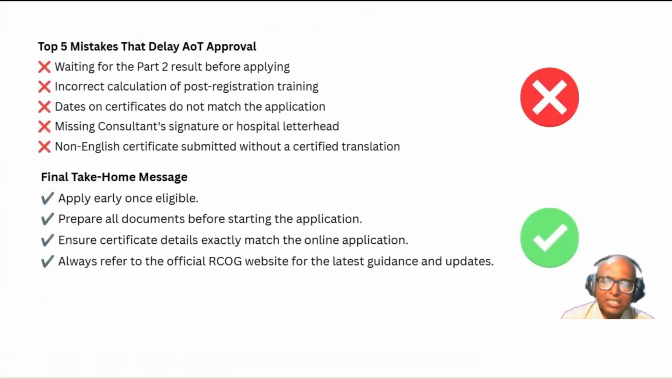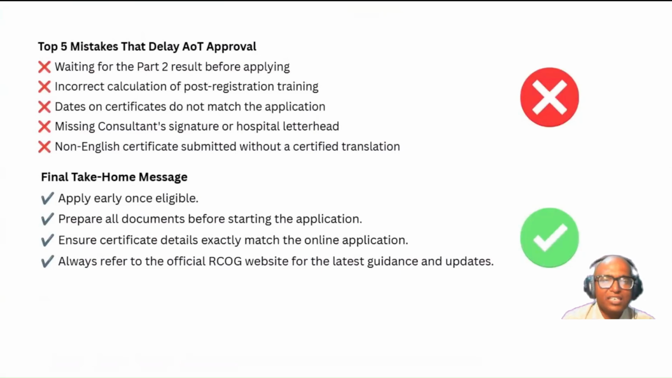Okay. So there are certain mistakes, the top 5 mistakes, which will delay your AoT approval. The first is waiting for the Part 2 result before applying. Don't wait for the Part 2 result because it has no relation with your AoT application. Okay. Second, incorrect calculation of the post-registration training. A total of 4 years of post-registration training should be there, with documentary evidence. Okay. Third, dates on the certificates do not match the application. This is also one of the frequently committed mistakes by most of the students.